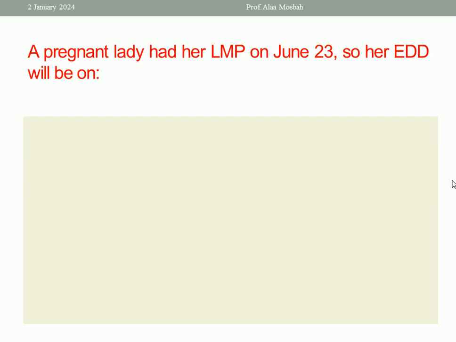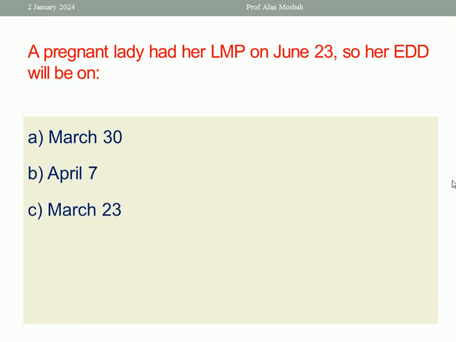Let us go to the next. A pregnant lady had a last menstrual period on June 23. So her expected date will be on A. March 30, B. April 7, C. March 23, D. April 23, E. March 7. Please choose the one best response.